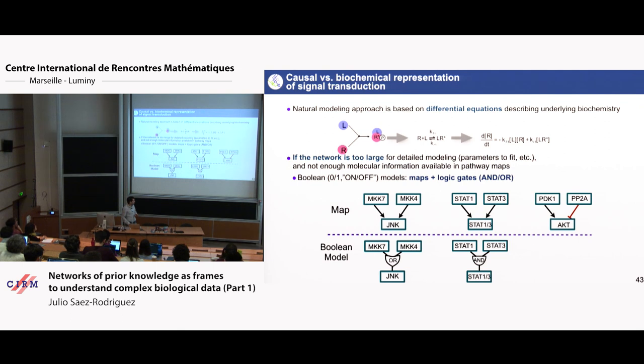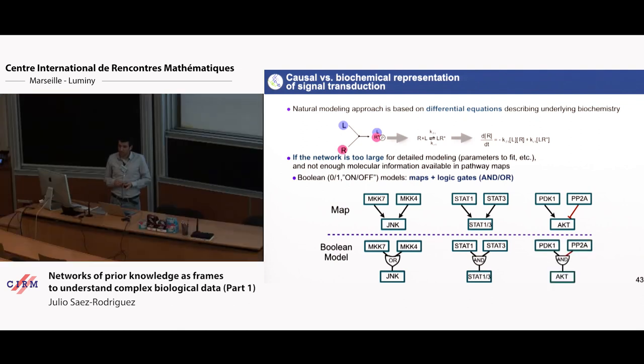And if you have a negative effect, you can also take care of that. So you have a kinase and a phosphatase, and there is another kinase, AKT, that is only active when one is active and not the other. Then, as I said, it's an AND gate. This is a very simple description, but it scales up really well.